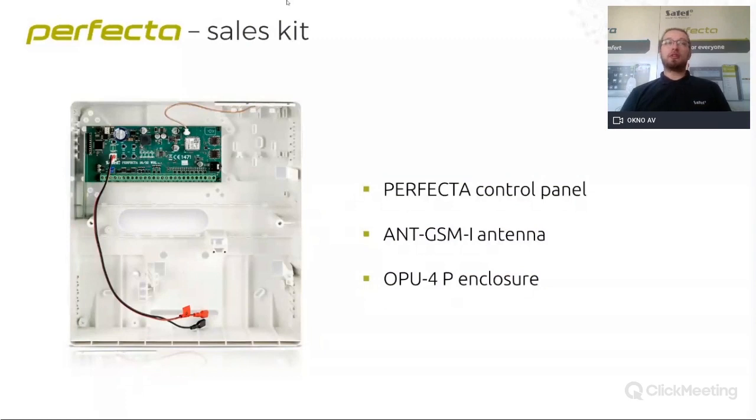Okay, depending on your country and of course on your distributor, you can buy Perfecta as the simple one. So you have a panel, you have a GSM antenna, and of course you have an OPU4P enclosure. So you are ready to go. You just need a battery, a transformer, and one of the keypads to be able to work, and of course some kind of sirens and detectors, and you are ready to go.